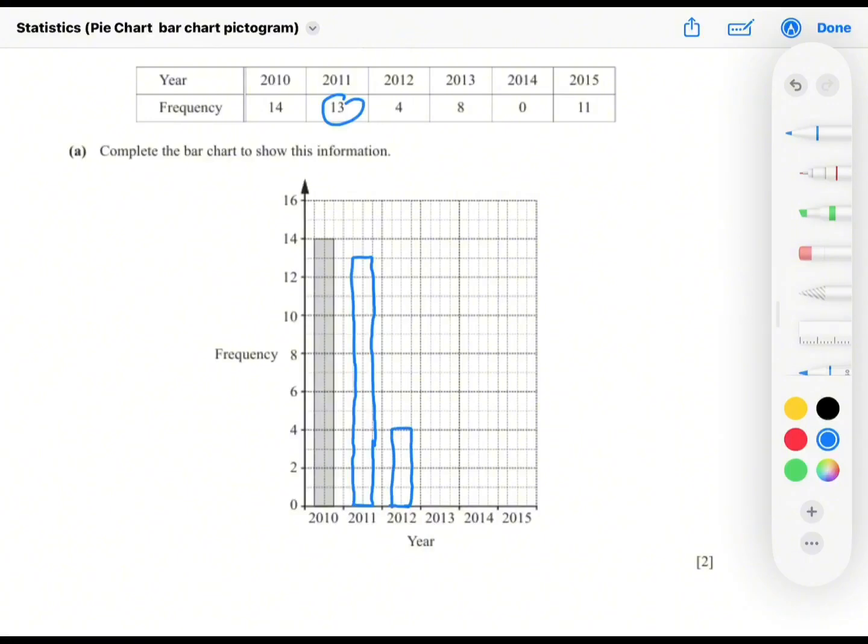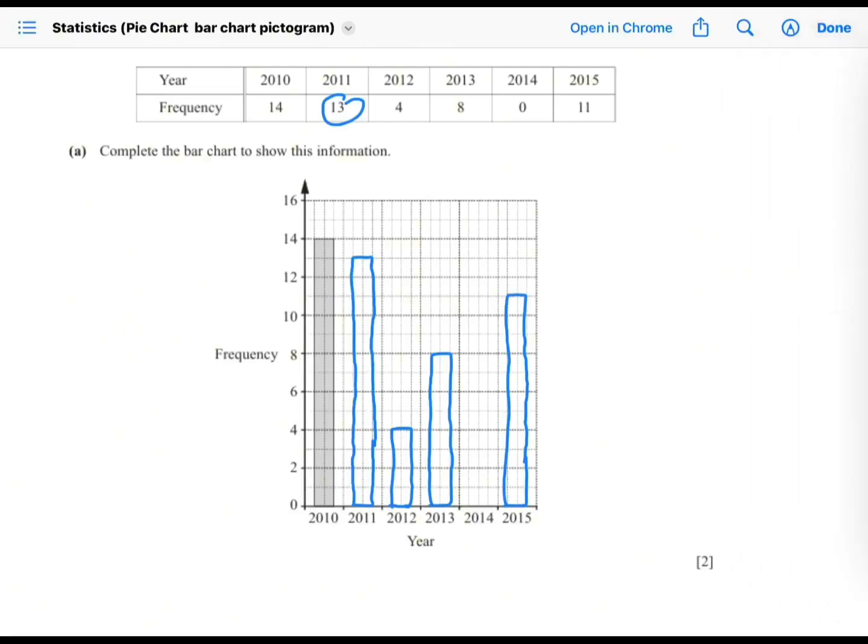Now the next is 8. Here we have 8, so let me make a shade inside that, so it will be great. Now for 2014 we have 0, so we don't need to make it. Now we have the last one, that is 2015, so we have to reach up to 11. So that's it.